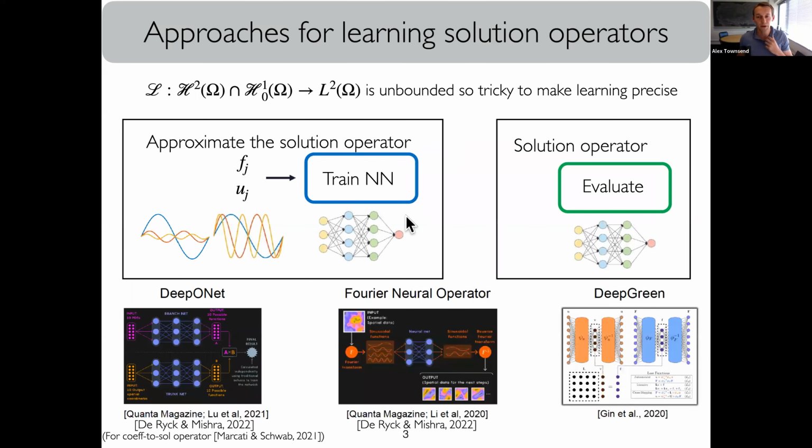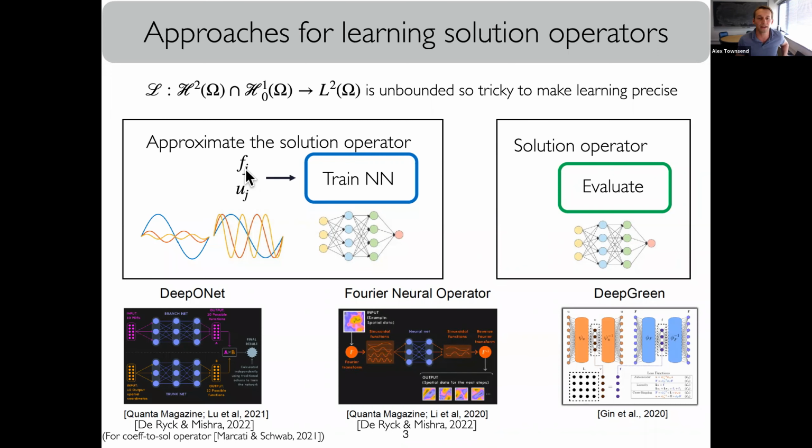So there are many approaches to learning this solution operator. This is like the right inverse that takes you from f's to u's, and this is somehow more useful for theoretical study than learning the PDE operator itself, because the PDE operator, even for this second order elliptic problem, is an unbounded operator. And this makes it tricky to make learning precise, whereas this solution operator can be compact. So this is a more useful functional analysis setting to be in.